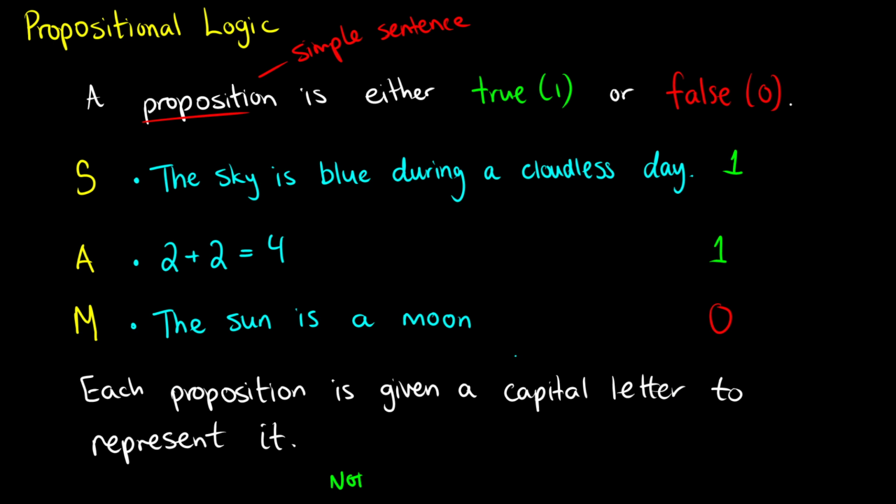So what is not a proposition? Well, things that are not propositions are questions. So if you have a question, where are you? Well, that can't be true or false. That's a question. Or you might have, say, a command like, get me a drink. Well, that's not a proposition because that can't be true or false. In order for something to be a proposition, you have to be able to say that's true or that's false.